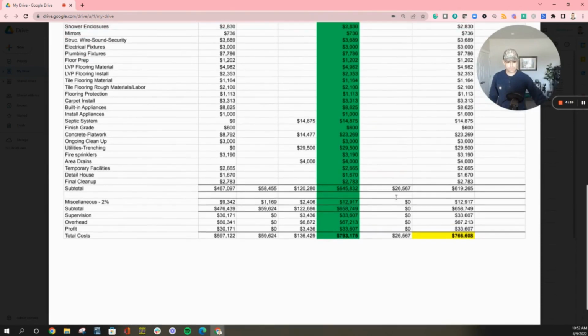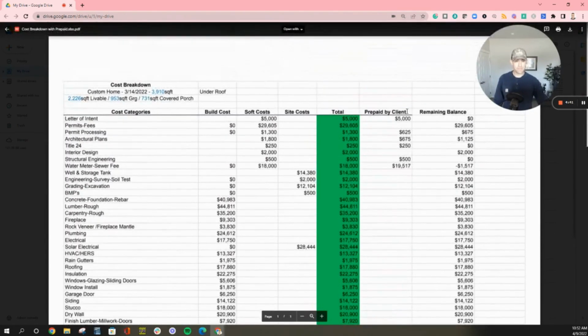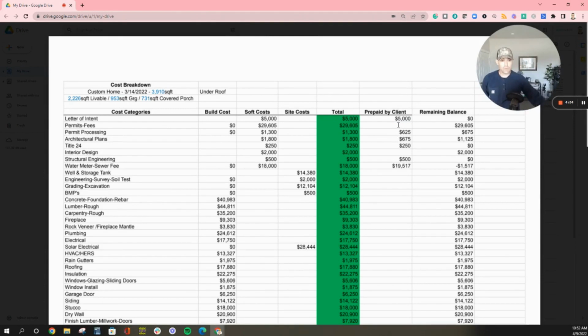So that's how they see the prepaid. This gives them a really good breakdown here, because they can now go, okay, well, there was a letter of intent, which is $5,000, which is really on the low end for what letter of intent money would be. I think this was a project that was already pre-designed and done, and it was very, very simple. So that's why this was what it was.